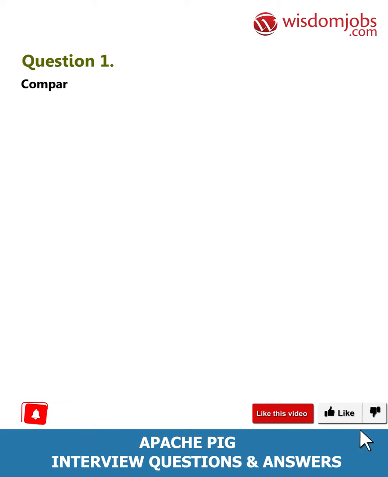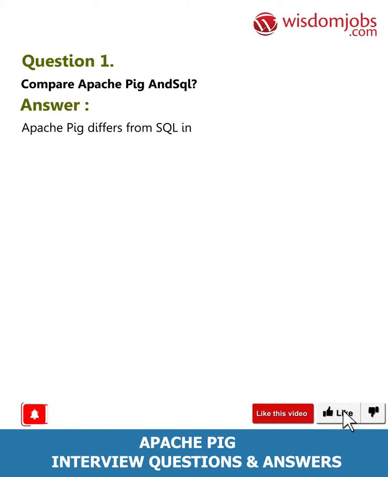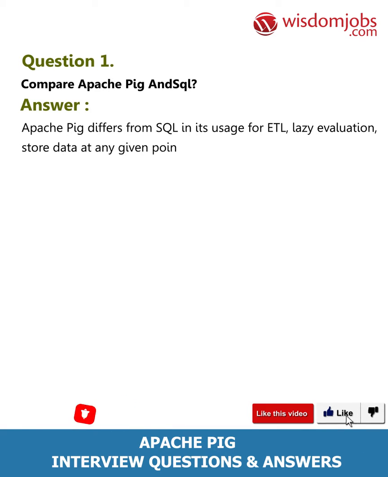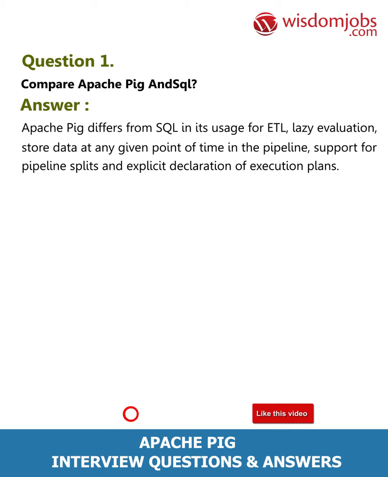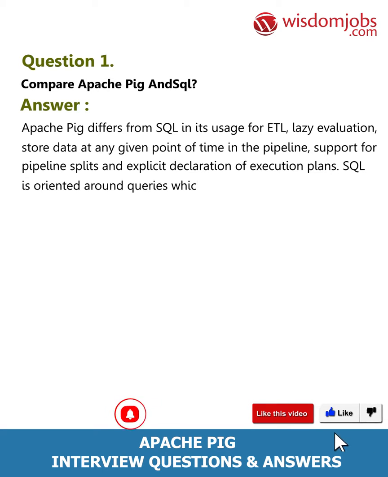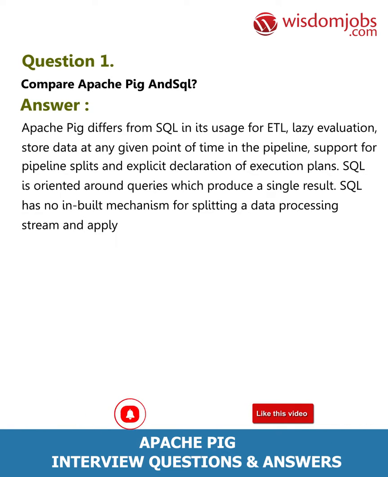Question 1. Compare Apache Pig to SQL. Answer. Apache Pig differs from SQL in its usage for ETL, lazy evaluation, storing data at any given point of time in the pipeline, support for pipeline splits and explicit declaration of execution plans. SQL is oriented around queries which produce a single result. SQL has no inbuilt mechanism for splitting a data processing stream and applying different operators to each substream.